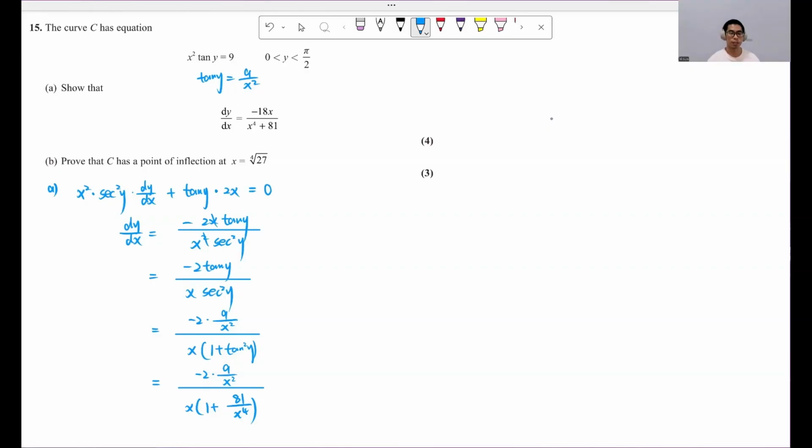So now if we simplify this, we times by x squared for both top and bottom, so then this will cancel out. On top is just negative 18, over x power 3 times 1 plus 81 over x power 4. So then multiplying them out, that would be negative 18 over x cubed plus 81 over x. So now times by x for both top and bottom. So that would be negative 18x over x cubed times x is x power 4, and 81 over x times x is just 81. Then we got the same expression.